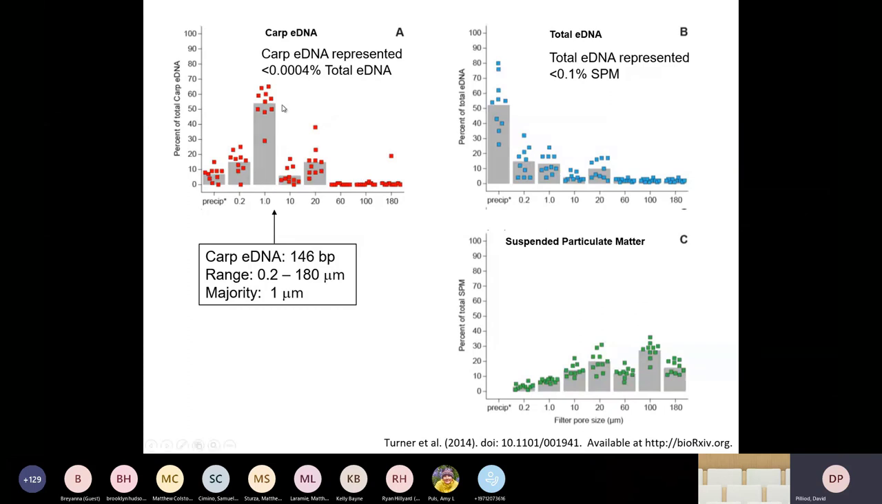So this study allowed them to focus on what might be the optimal pore size for carp DNA using this fragment length. But interestingly enough, they found that carp eDNA represented less than 0.0004% of total eDNA in the sample. So there's all sorts of other organismal DNA out there that they're not even looking at. So it just gives you some perspective when you're targeting a specific organism, what you're really pulling out of that eDNA sample.